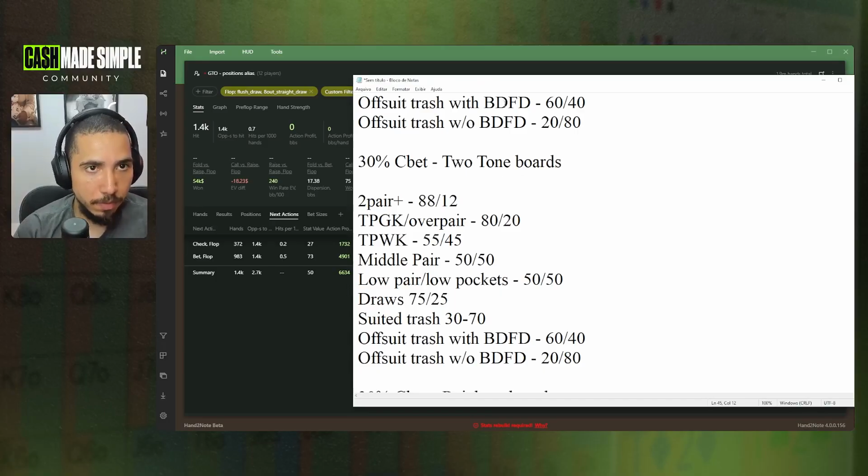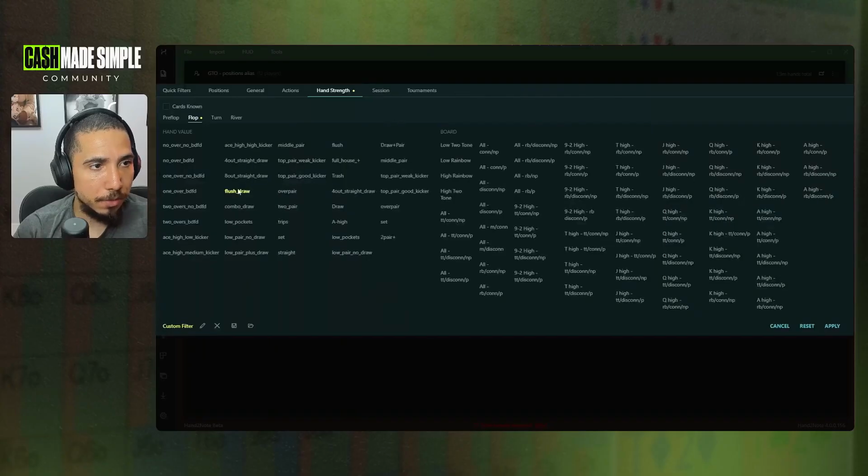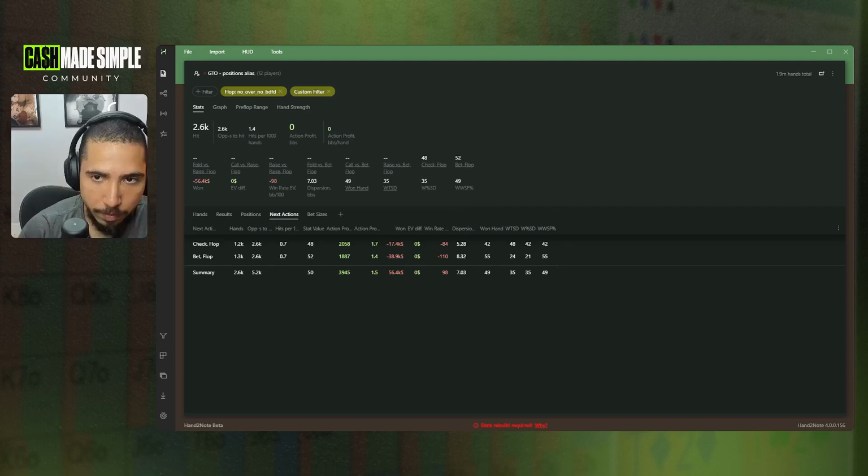So with the draws, we bet more often here compared to the boards where we're polarizing. Draws 75-25. Let's take a look now at the trash: no overs, no backdoor flush draw. Complete trash is 52-48.